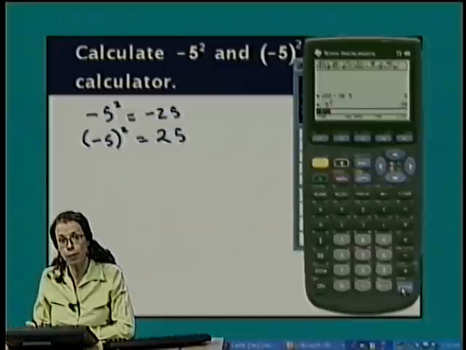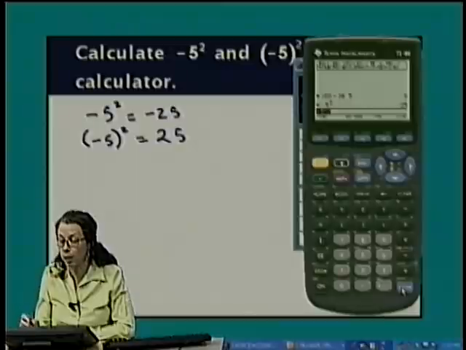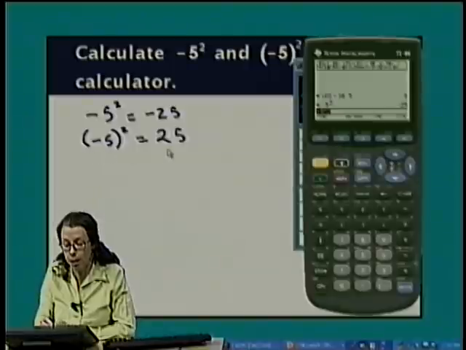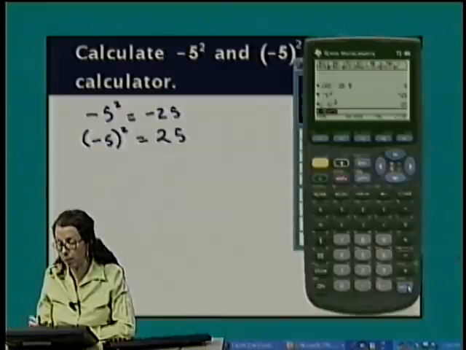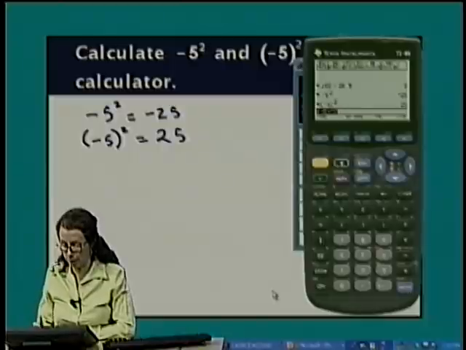Well, why didn't it give me positive 25? Well, again, this calculator is being literal. It actually calculated the opposite of 5 squared. If I want to do this calculation here, I need to use parentheses. Put negative 5 in parentheses and then square it to get the positive 25.